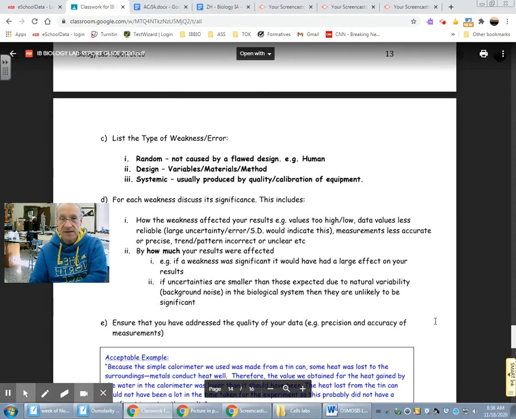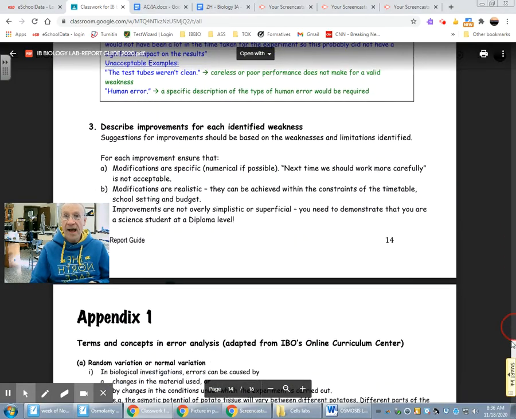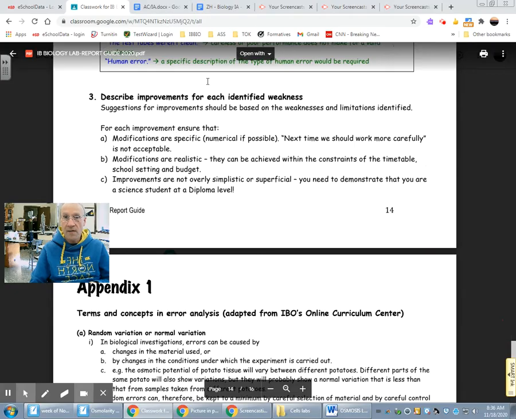What is the significance? By significance, how that evaluative point could have adversely affected the outcome of your data with a specific reference to your data. And then in the same paragraph, how can you improve on that identified error evaluation?